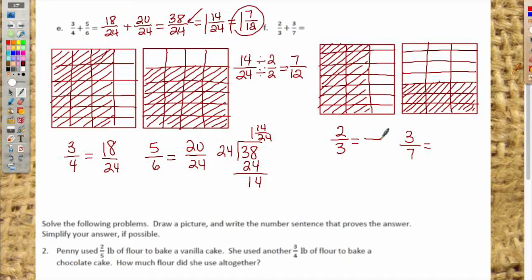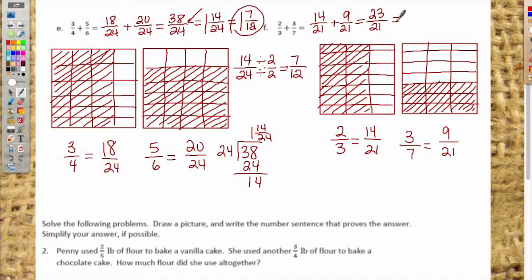What's the new denominator, Tab? New denominator is 21. Okay. How'd you figure that out? 3 times 7 is 21. Okay, so you multiplied your denominators. So I've got 14 21sts plus 9 21sts. Rewrite that, please. And I think that gives me 23 21sts.